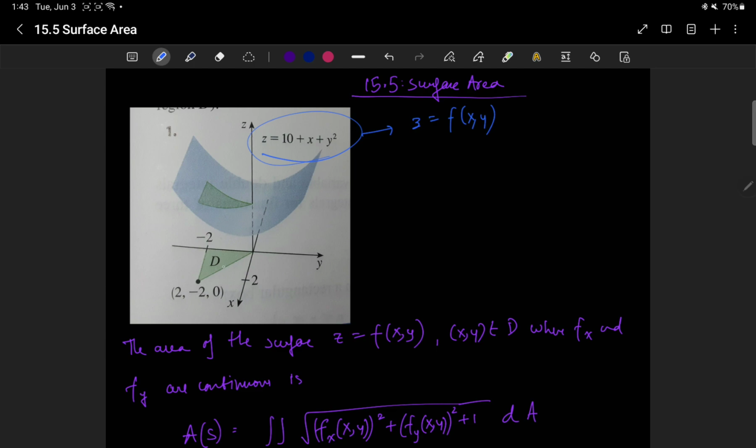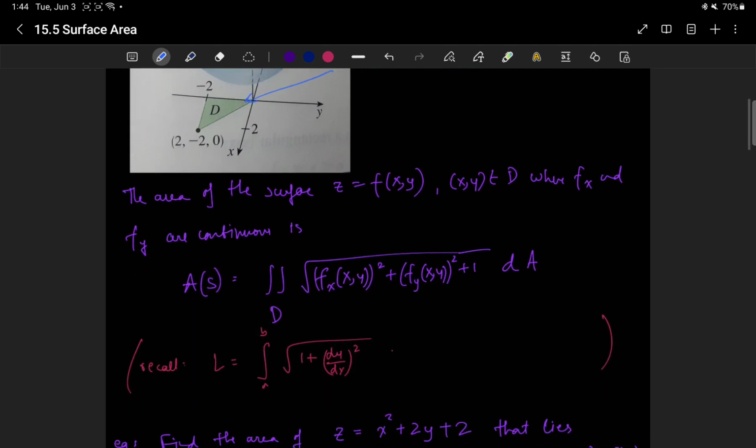plane D, and the question is, if I take this region and I project it up to the surface, it's not going to look exactly like this triangle. It will look like this pizza slice here. And the question is, if I have a surface and I have a region D, can I find the area of this part? That is the area on the surface that corresponds to the given region.